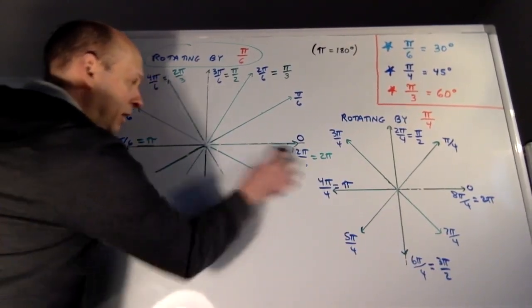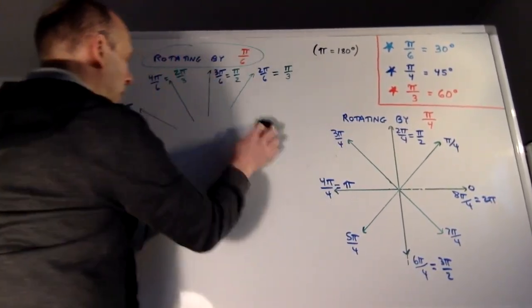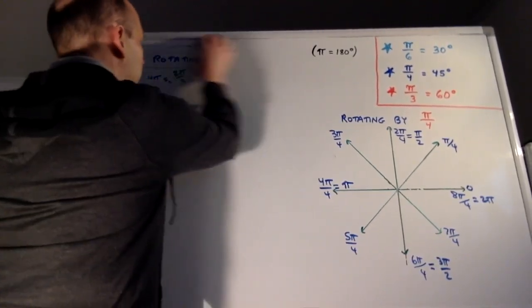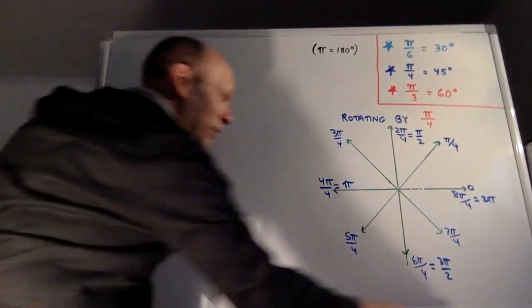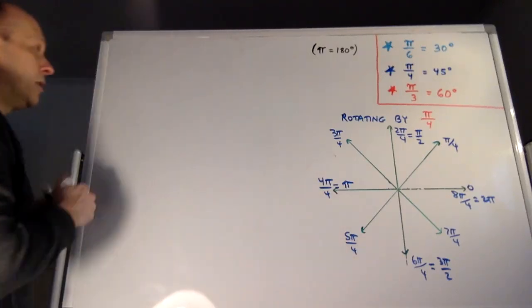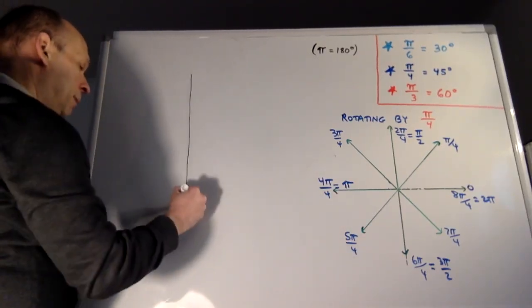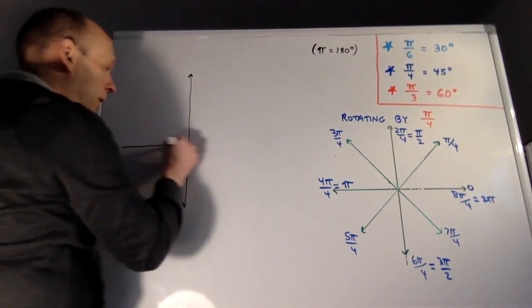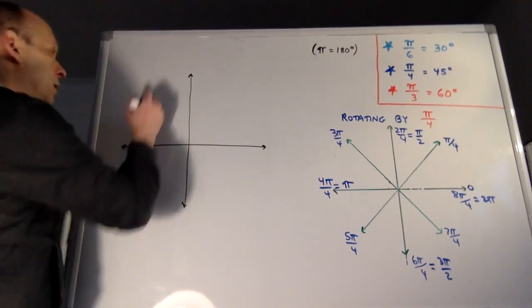So let me erase this here. And let's count by pi over 3s. I think I said pi over 3. That's what I meant to say. We're going to rotate by pi over 3s. Okay. So let's do it. We get our x and y axis here. And remember, pi over 3 is 60 degrees. So we're basically rotating by 60 degrees each time.